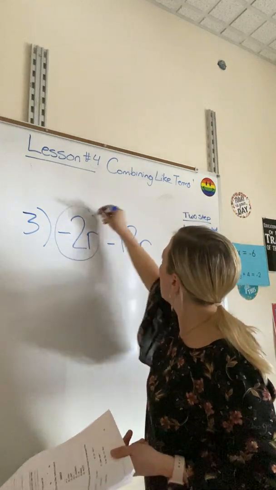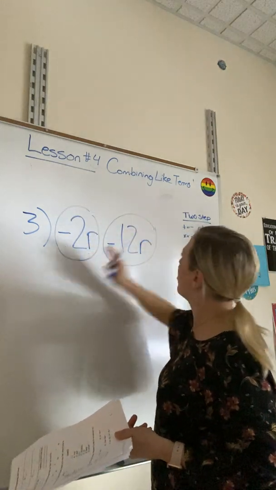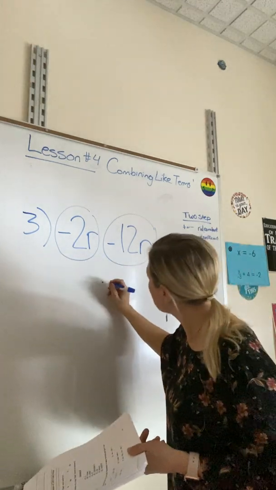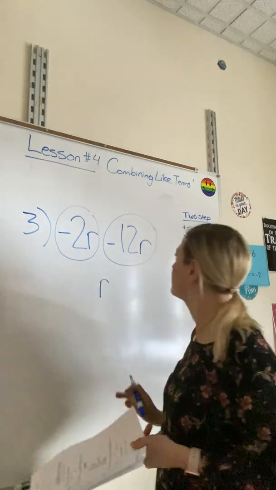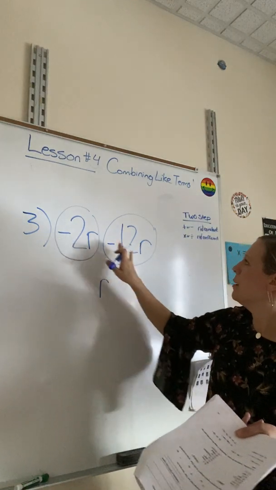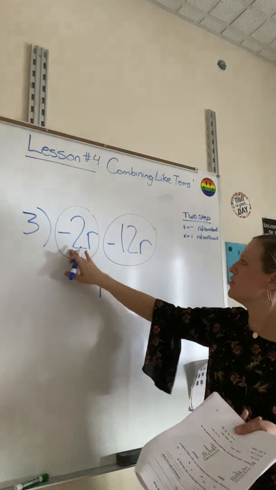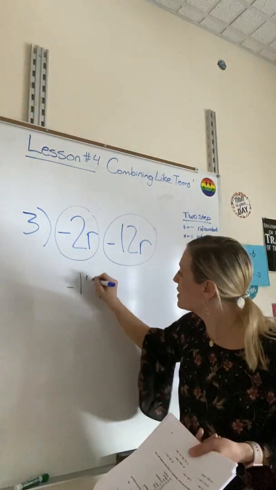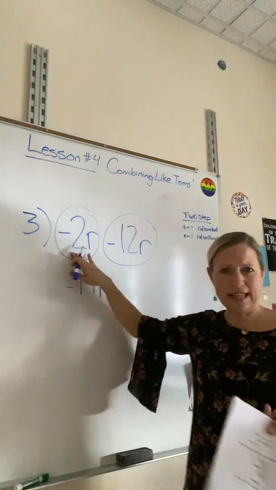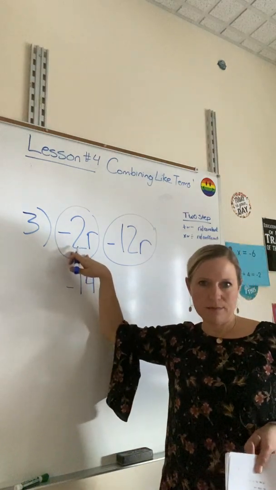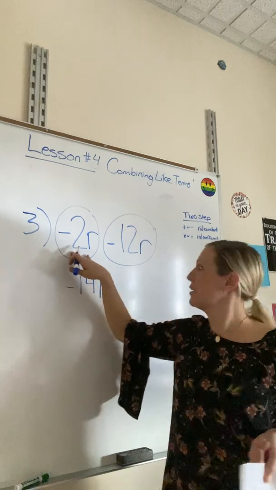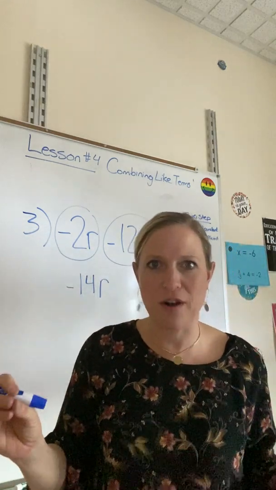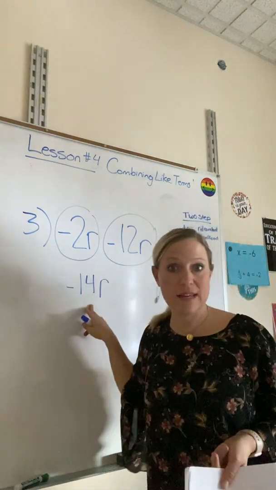You have negative 2r minus 12r. Or you have a negative 2r and a negative 12r. So I know that when I combine them, I'm going to get something r. Negative 2 minus 12 is negative 14. So say you lost 2 points in a game, and then you get up again and you lose another 12 points. You are now further behind than you were to start. So 2 negatives is going to be something even more negative.